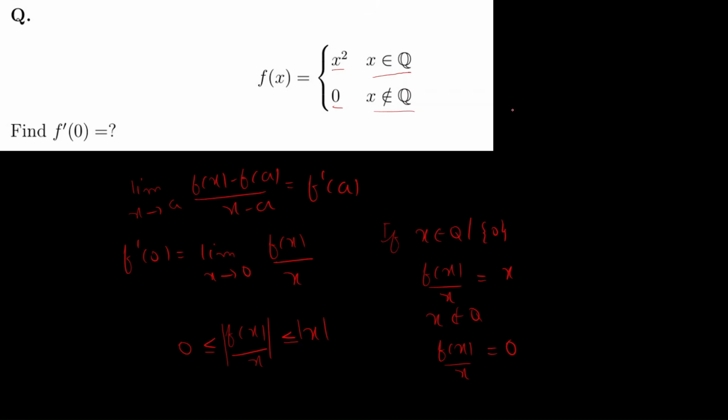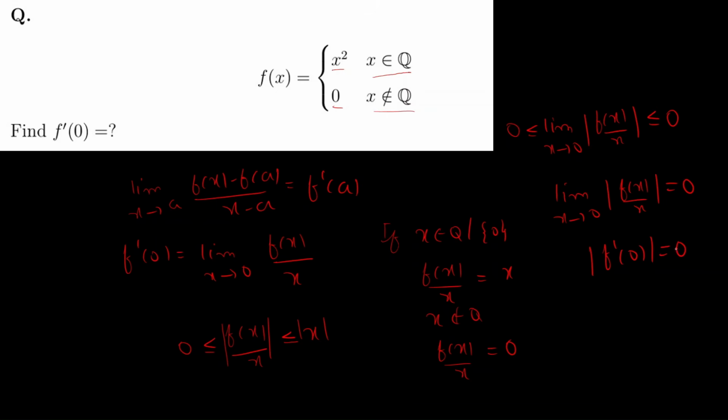Now what I will do is, we will do sandwich theorem here. Let us apply limit x tends to 0 all over the inequality. Limit x tends to 0, 0 is nothing but 0, less than or equal to limit x tends to 0 mod f of x by x, is less than or equal to limit x tends to 0 mod x, which is nothing but 0. This implies that limit x tends to 0 mod f of x by x is equal to 0, which implies mod of f dash of 0 is equal to 0. So we can conclude that f dash of 0 is equal to 0.